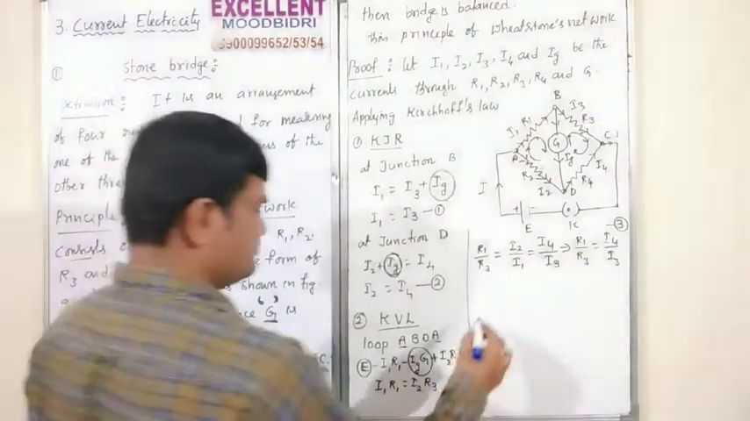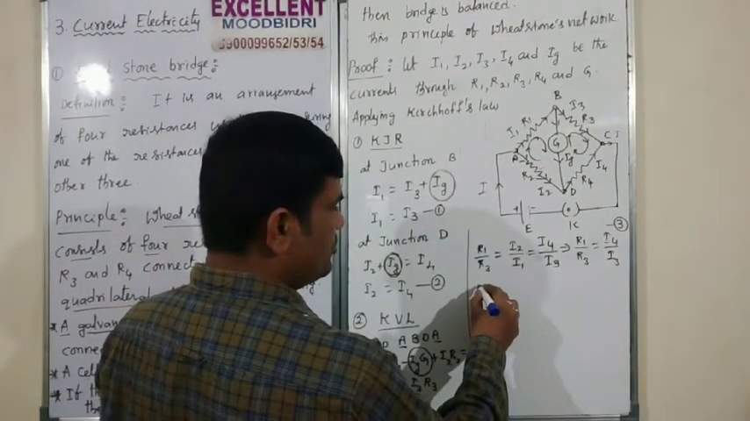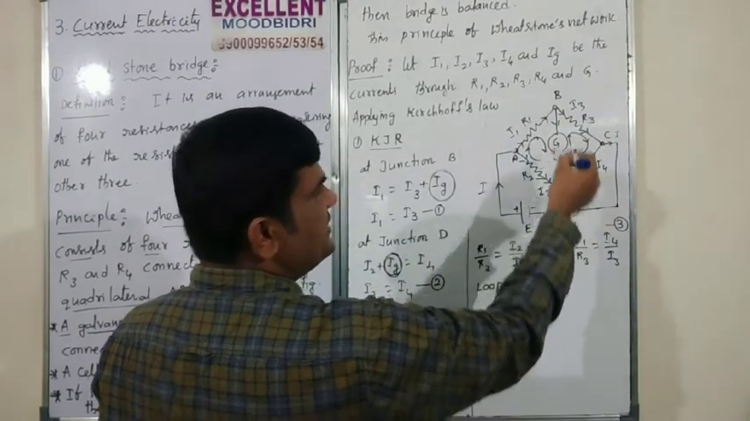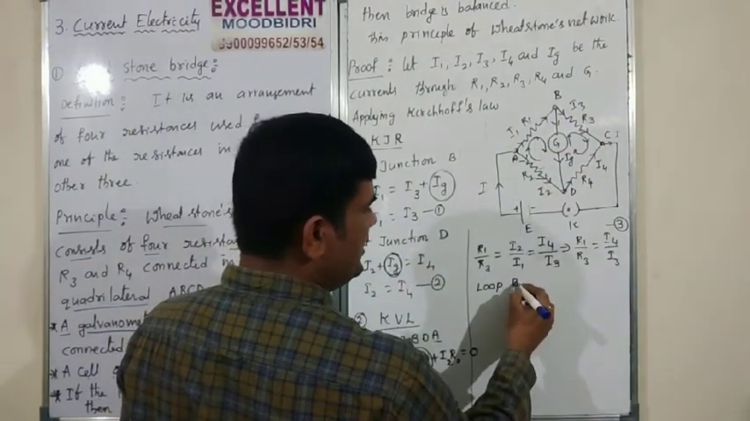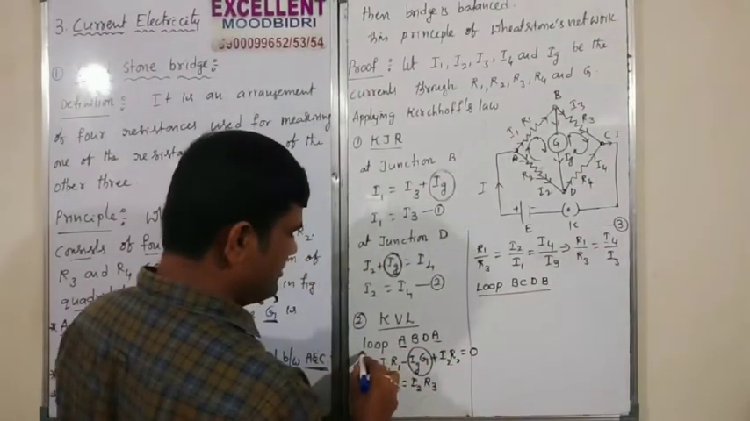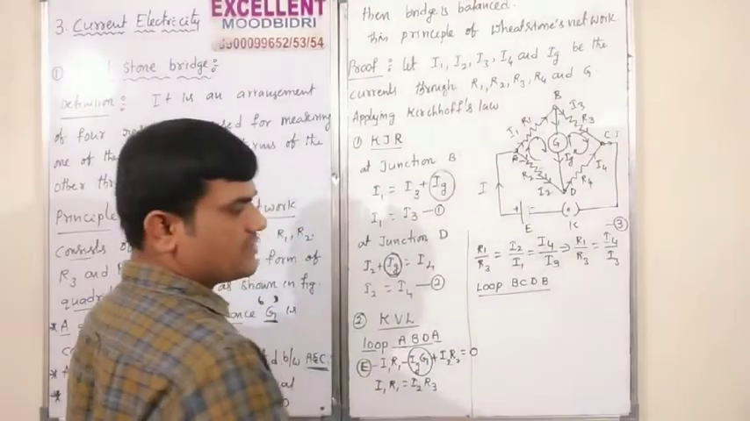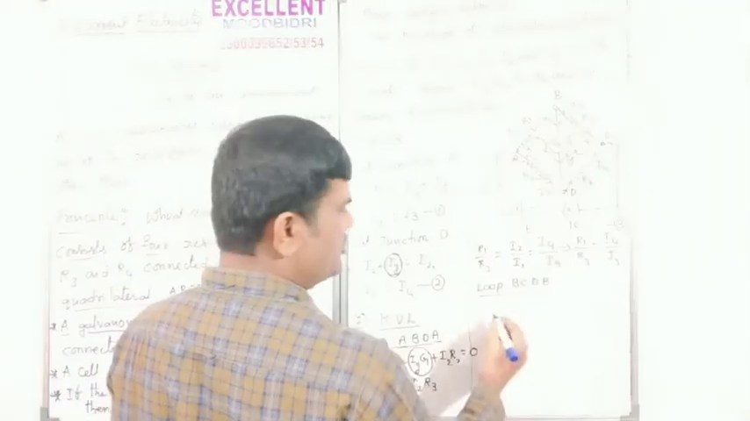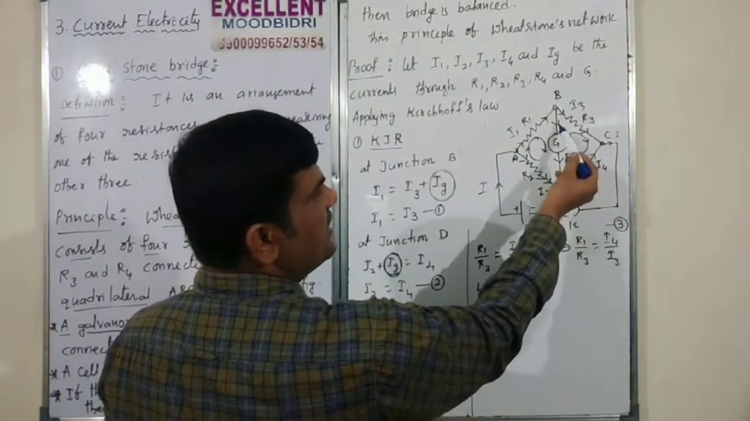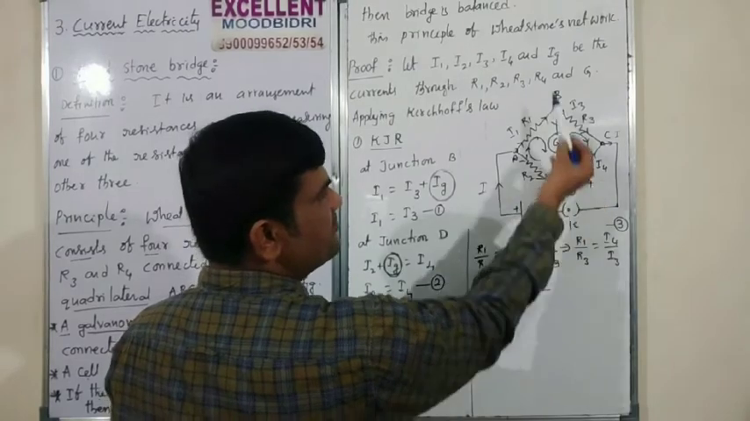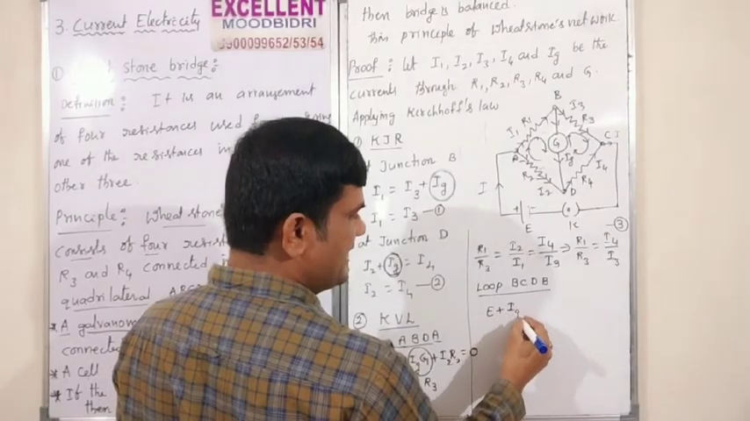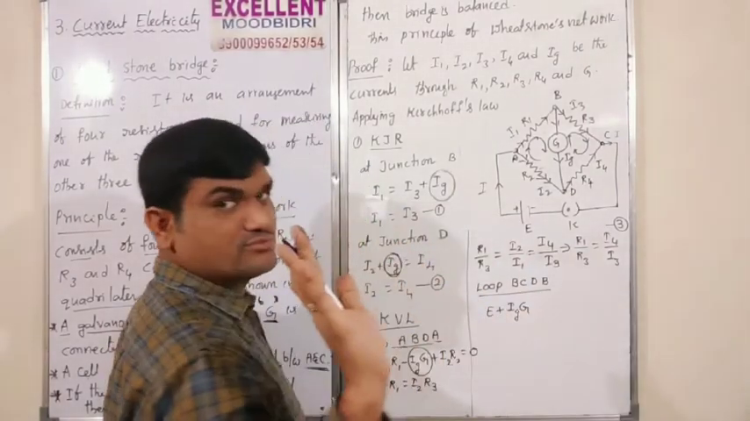Right. Next, the second one, the loop. Loop BCDB. Now this loop BCDB, the total EMF E and direction. So Ig and G. Now my direction of path is opposite, right? Opposite means plus only, right? Opposite means plus: Ig, G. No more confusion. Okay.